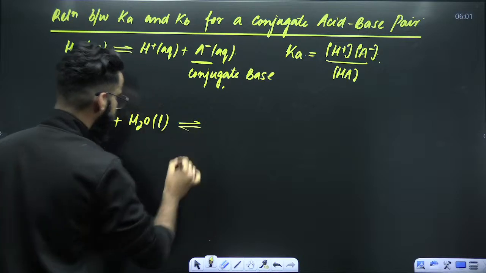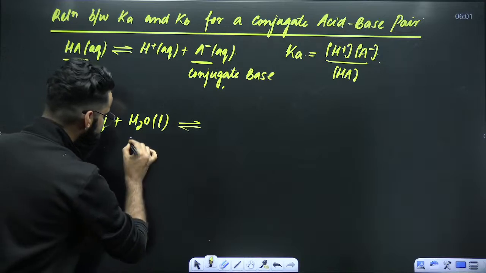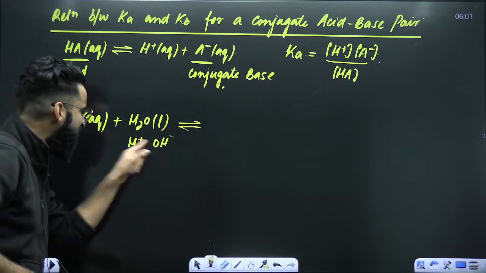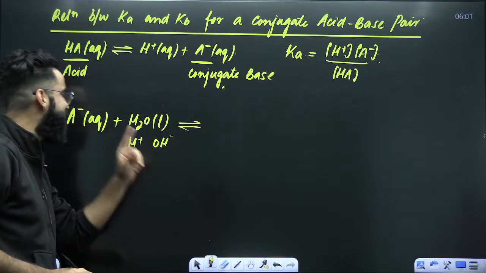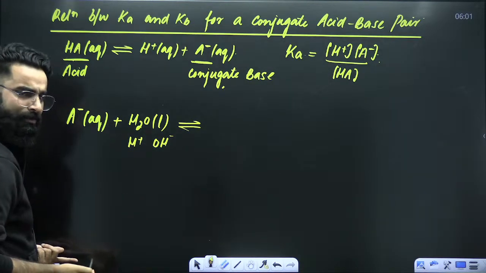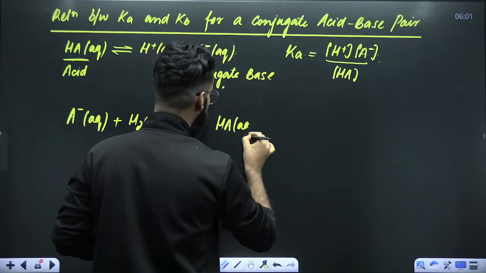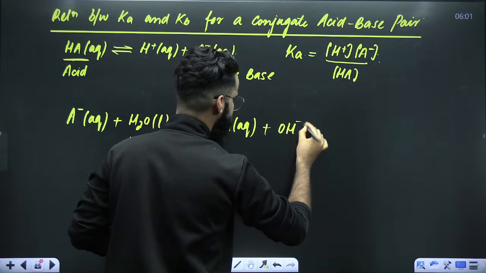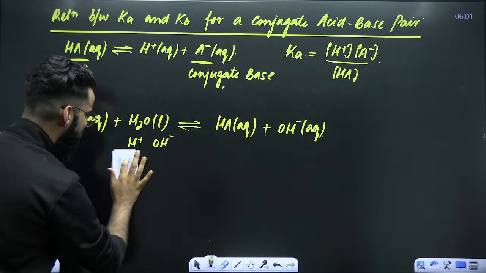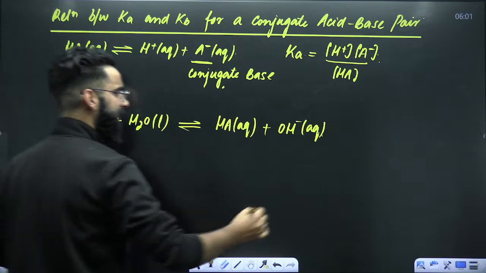Now what's going to happen? This conjugate base is going to interact with the rest of the water. Now water already has two types of ions in it, H positive and OH negative. Can you let me know with which ion, H positive or OH negative, this A negative is going to interact? I would say this A negative will interact with H positive, right? And when A negative interacts with H positive, it's going to lead to the formation of HA aqueous, and you'll be left with OH negative. Perfect. My dear students, let's assume that the ionization constant of this conjugate base, A negative, is Kb.